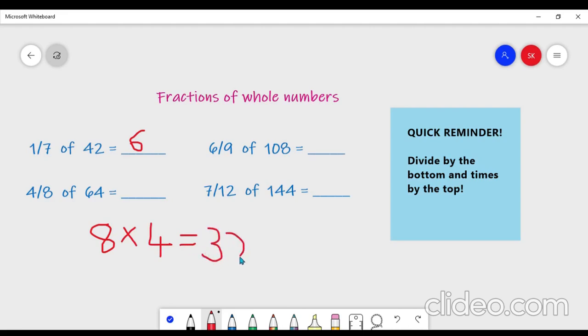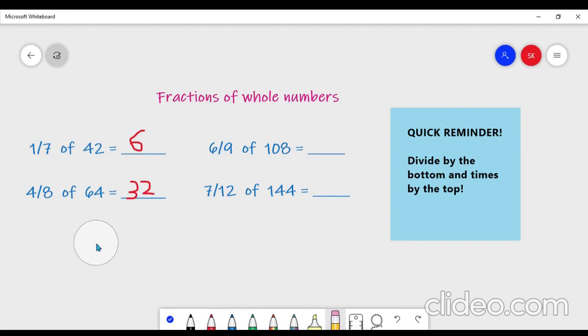You may have noticed 4/8 is actually an equivalent fraction to half. So you could just half 64, but it's alright. We're using the divide by the bottom and times by the top method. So let's write it in the space provided, 32.